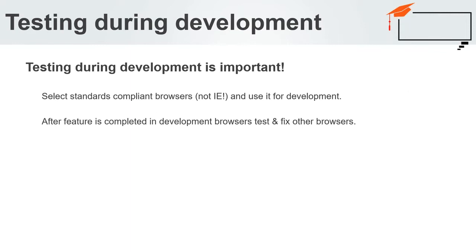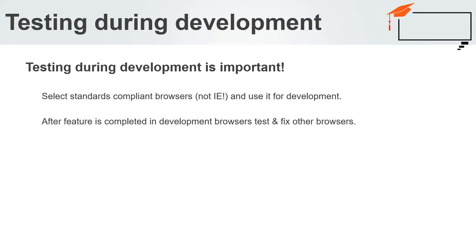I've already said it twice before, the testing during development is very important. Testing after the website is completed takes much longer and is a lot harder than testing during development. I always suggest to select a standards compliant browser during development. So popular choices would be Google Chrome, for example, or Mozilla Firefox, or Safari, because they have quite good standards compliance and they have great developer tools.